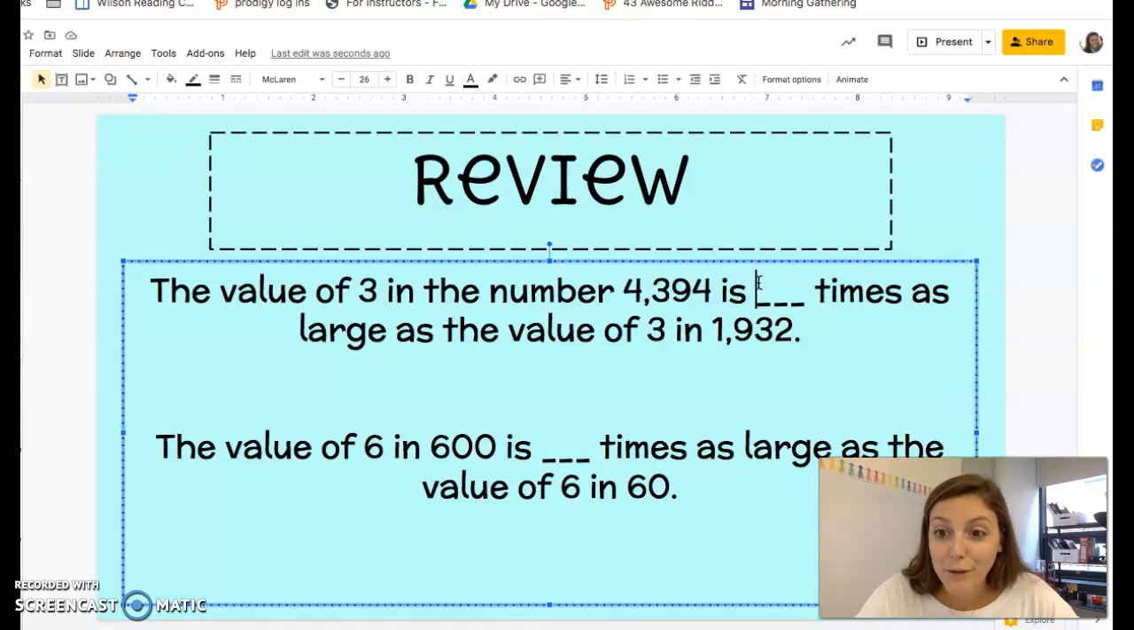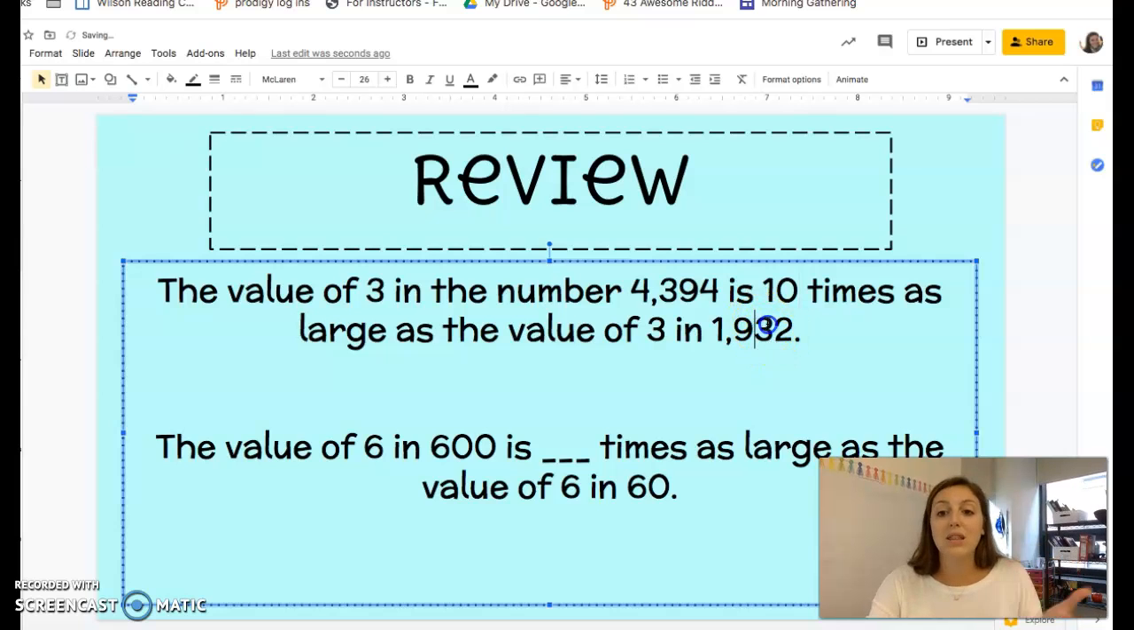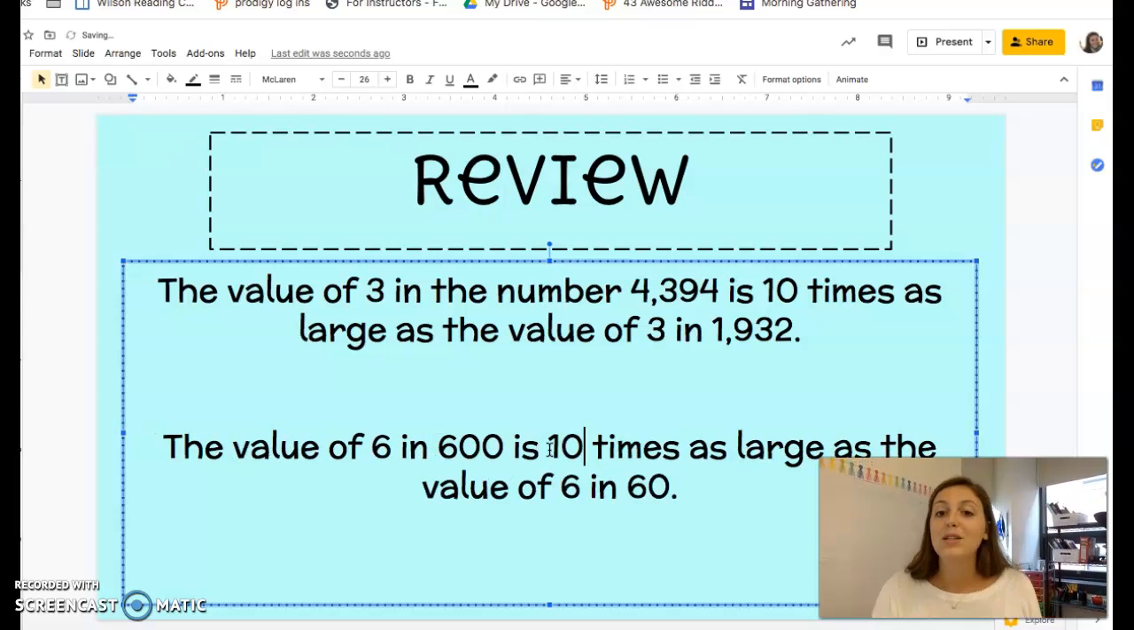Okay. So, when we're jumping from one place value to the next place value, you're jumping 10 times as great. So to get from tens to hundreds, I'm multiplying by 10. So the 3 in this number is 10 times as great as the 3 in this number. Same thing goes down here. The 6 in 600 is 10 times as big as the 6 in 60 because it's jumping one place value. So your answer was 10 times as great for both of these.